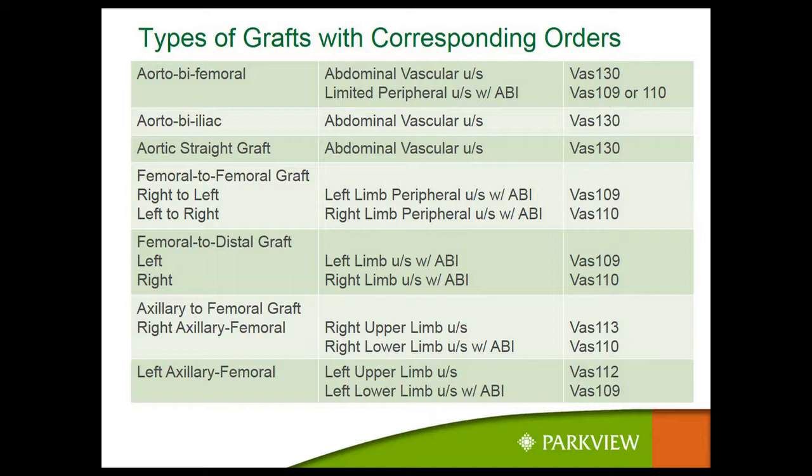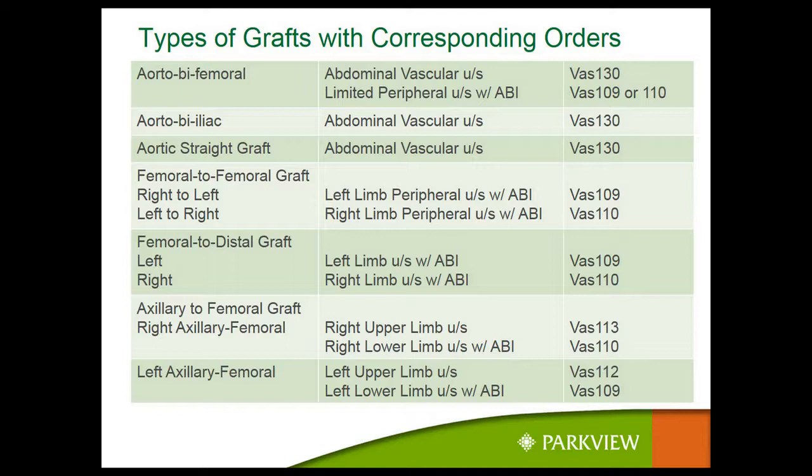So for an aortobifemoral graft, we're going to do an aorta because we're going to look at the graft in the belly, and we're going to do a limited ultrasound. It says 109 or 110. The 109 is a left, the 110 is a right. It doesn't matter which one you order, but basically we're going to check the aorta, the graft, and where the aortobifemoral ties into the femoral arteries in the groin, and then we check just the outflow.